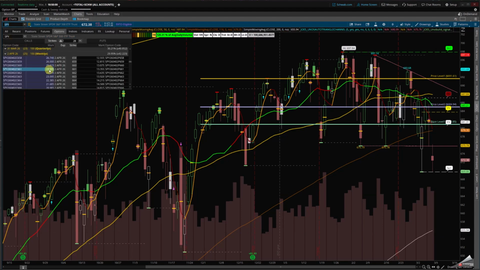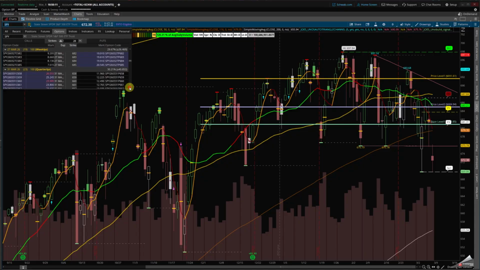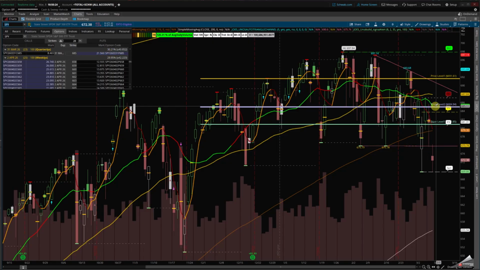What I want to do is go to the option chain. You can see it here. We have here the April. I'm going to move back. This is the March. Okay, there we go. You can see the expected move, the 685. There's $21.54 on the SPY. So if I take that 685 from here and measure the distance down from this close, it's going to be in this area.